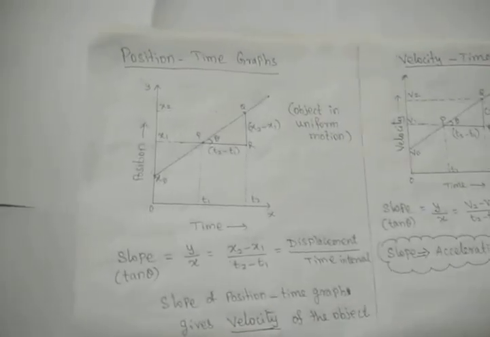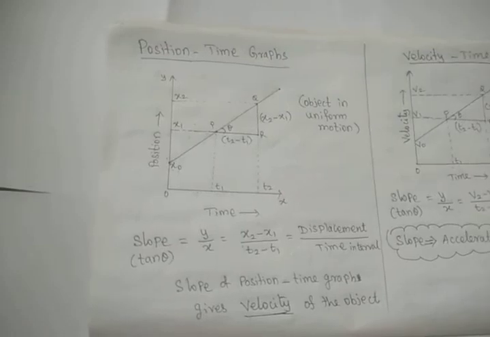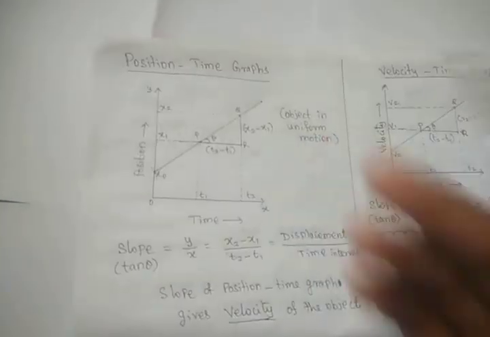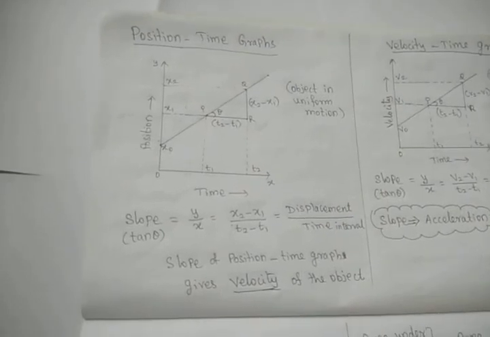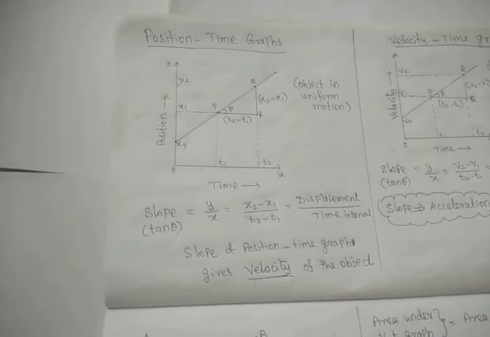For writing the classwork, I will show the pages very slowly. Just note this down. First, how to draw the position time graph: draw the graph for uniformly accelerated motion, the position time graph, and you copy that slope. That slope represents the velocity of the object.